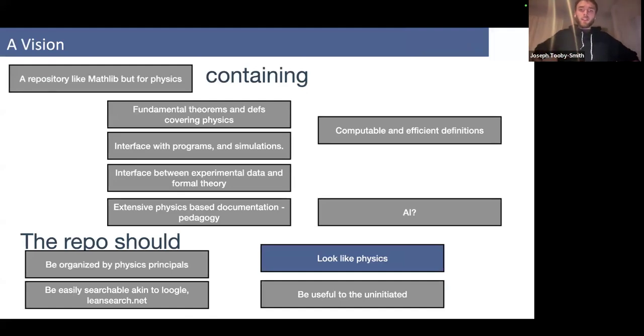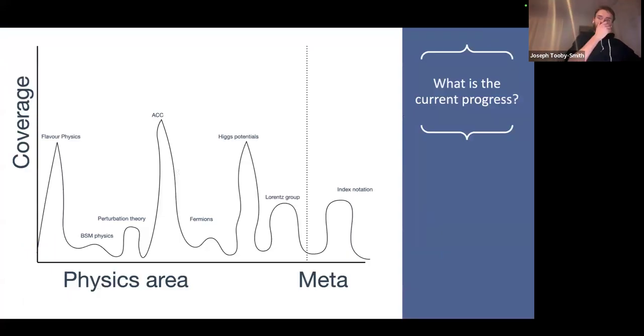Let me return back to the vision and discuss how you make things look like physics. So how do you ensure that Lean in a project like HepLean, which is for the physicists, looks like physics so that the physicists don't get scared about it? And this really comes down to this peak on the right-hand side of this diagram, which is about index notation.